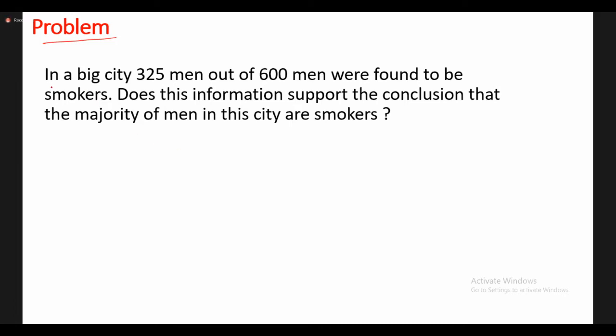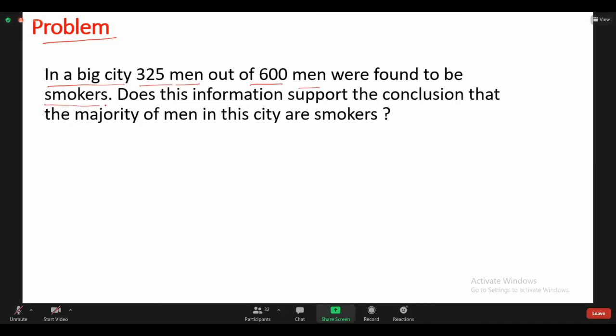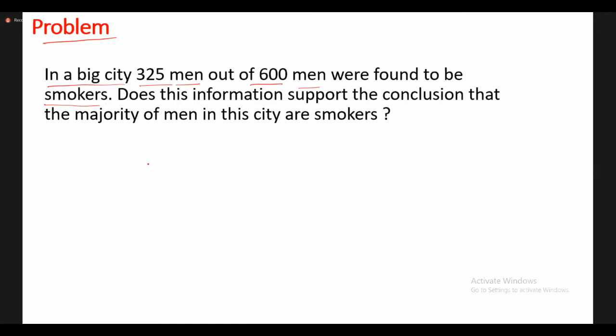In a big city, 325 men out of 600 men were found to be smokers. Does this information support the conclusion that the majority of men in the city are smokers?